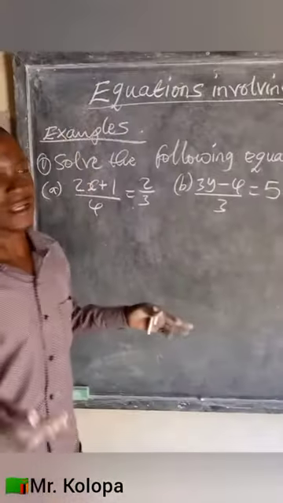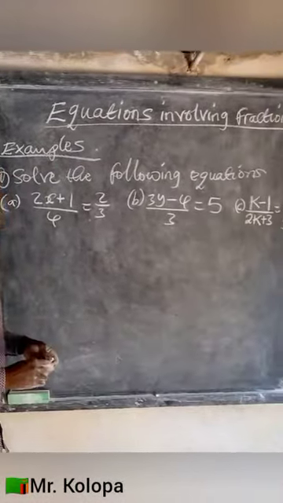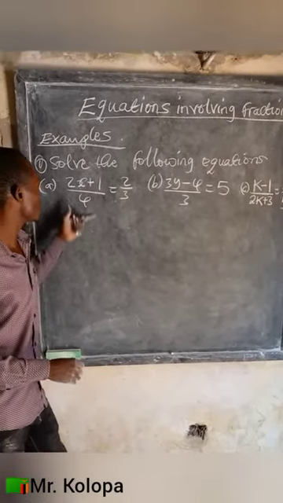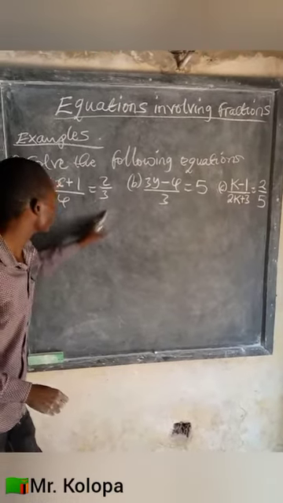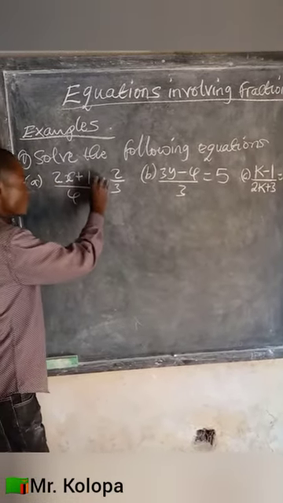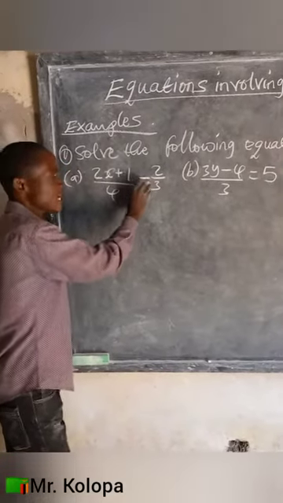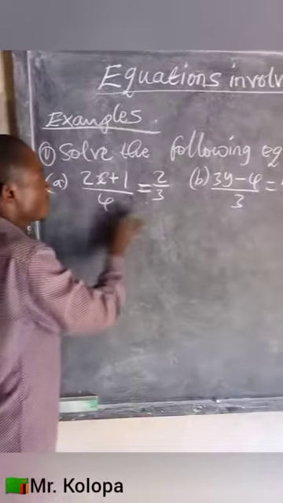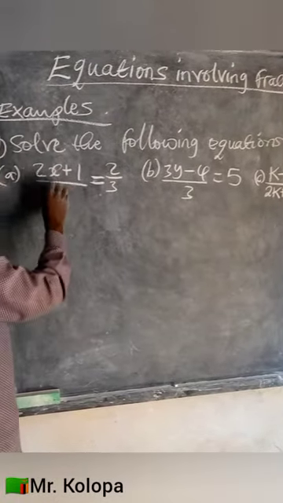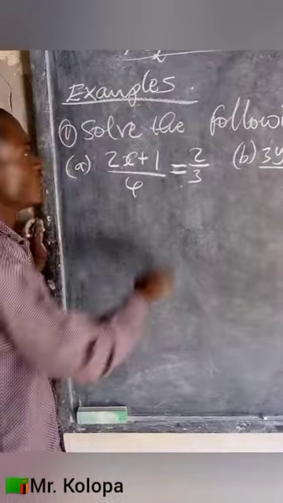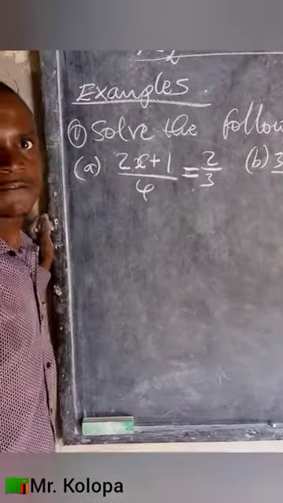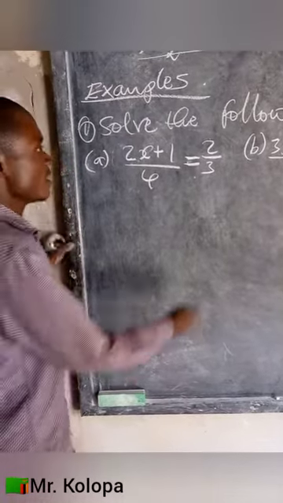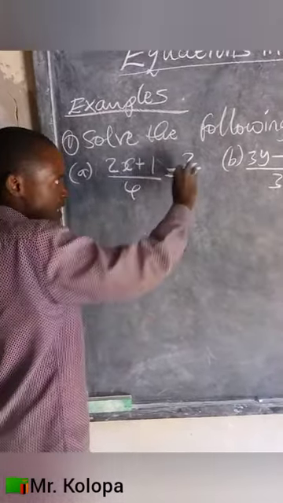Yes, so these now are examples, equations involving fractions. You can see, solve the following equations. So we have this equation. What makes this statement to be an equation? Because of the equals. The equal sign makes an equation. So when you have equations involving fractions, you can see the fraction there. You need to get rid of the fractions. Now, how do we get rid of the fraction? It's our discussion today. You cross multiply.